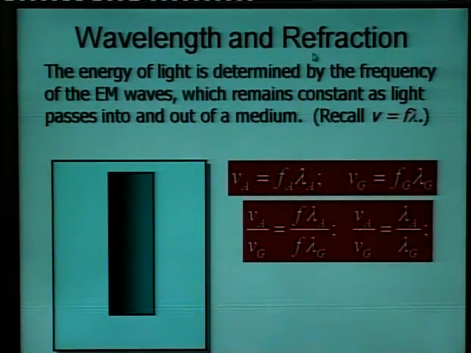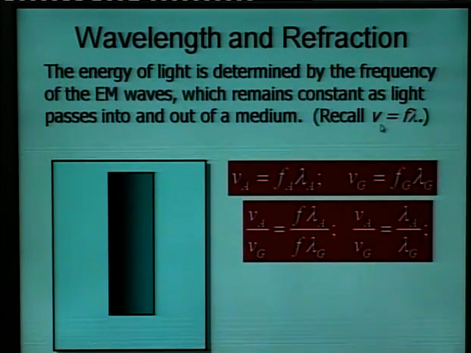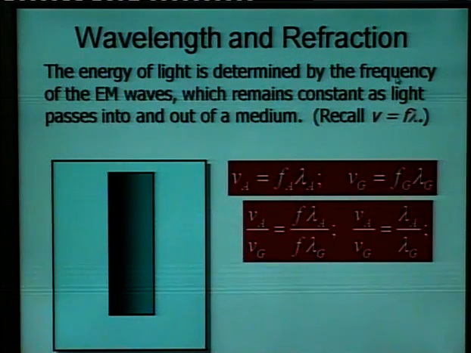Now this is the third form of Snell's law. Snell's law can now be represented in terms of wavelengths also. So just see, the energy of light is determined by the frequency of the electromagnetic waves, which remains constant as light passes into and out of a medium. So when light passes from one medium to another medium, its energy remains the same. Energy remains the same means frequency is the same. There is no change in frequency because energy depends upon frequency.